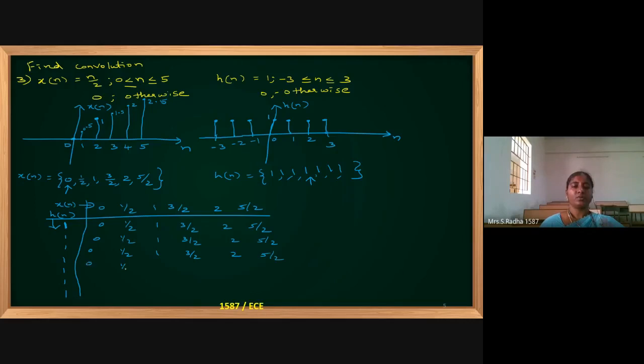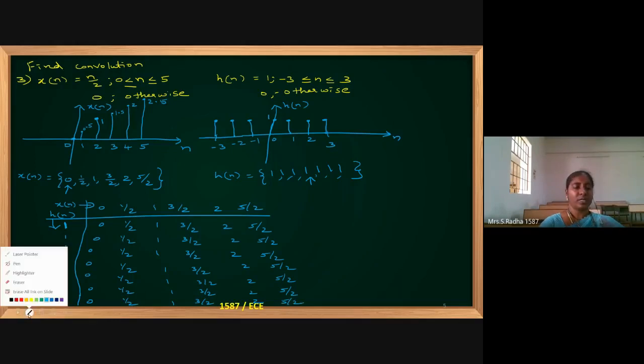Again 0, half, 1, 3 by 2, 2, 5 by 2. Only 4 times I completed. Fifth row: 3 by 2, 2, 5 by 2. Then sixth row: 0, half, 1, 3 by 2, 2, 5 by 2. Now my table has become zigzag, and I don't know how I will get the answer. You have to write it spaciously so that you will not have any confusion when drawing the cross lines.